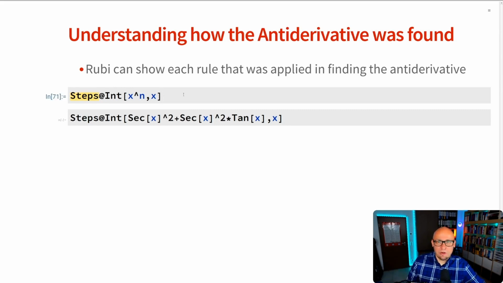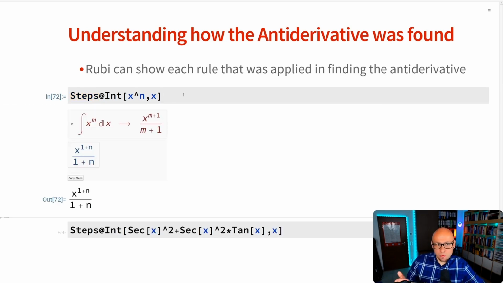If we call it on this very simple expression x to the power of n, then we will get a view of what rules are applied. What you see here in slight red is the rule that was applied, and in blue the intermediate expression that was used to continue if there would be more steps. In that case, it's pretty simple. There's a rule for x to the power of m, and it looks like that.